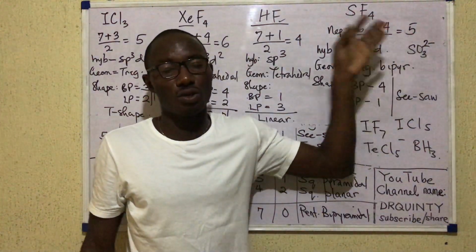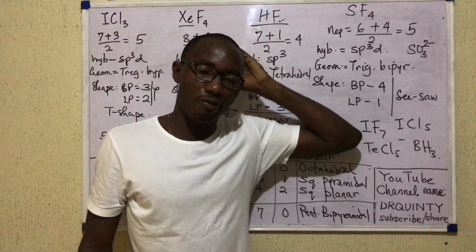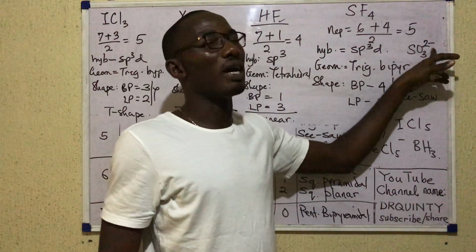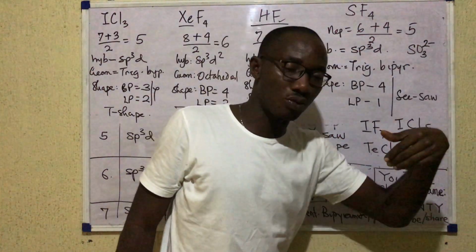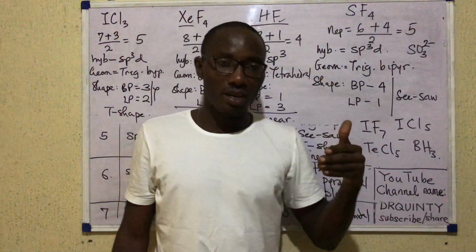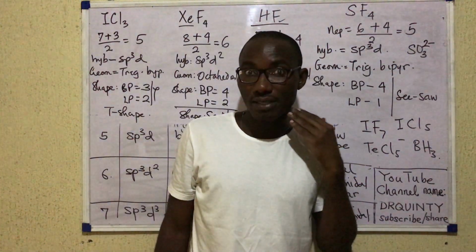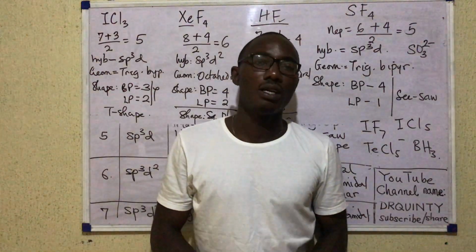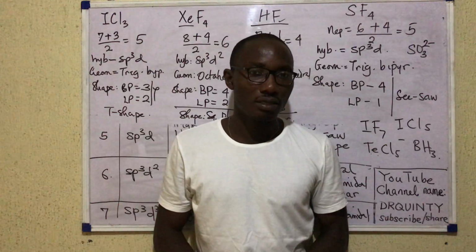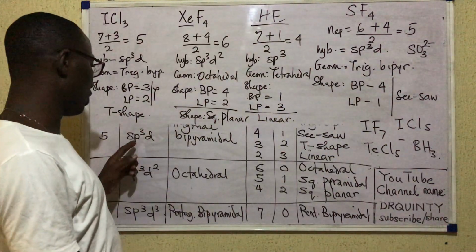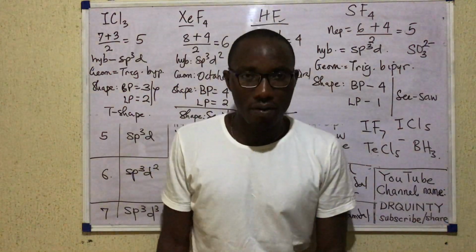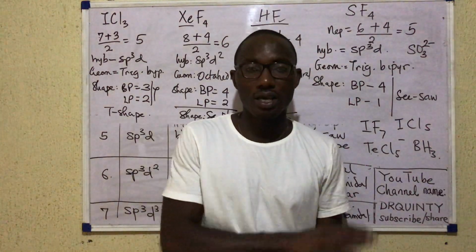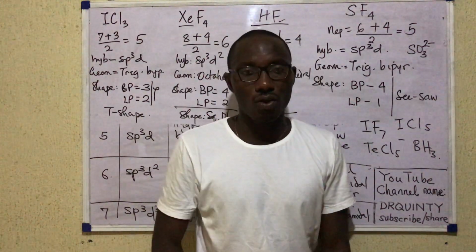It's an exception to this whole thing because if you apply our formula, you would have 6 plus 0, that's still 6. Then because we have 2 units of negative charge, we'll add 2 to the 6, and that gives us 8. 8 divided by 2 gives us 4. So you expect tetrahedral, but no. SO3 2 minus has a geometry that is described as the same as sp3d, which is trigonal bipyramidal. So it's a special case. It doesn't obey this rule.